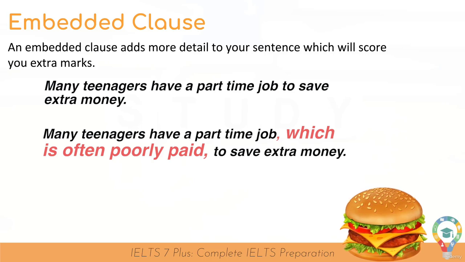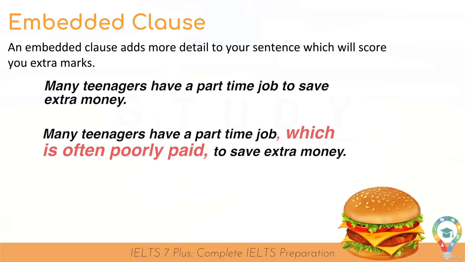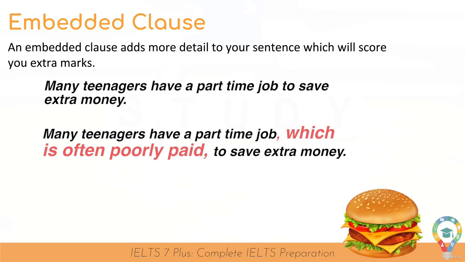Can you see how some people consider this to be a hamburger sentence? If we think of the black part of this sentence, that could be our bread, and the red part in the middle is our meat. It's very important to note that there are 2 commas separating the clauses. The examiner will 100% make sure that you've included both of those commas, as well as your full stop and capital letter. Now, because I'm talking about a job, which is an object or thing, I start my embedded clause with which.